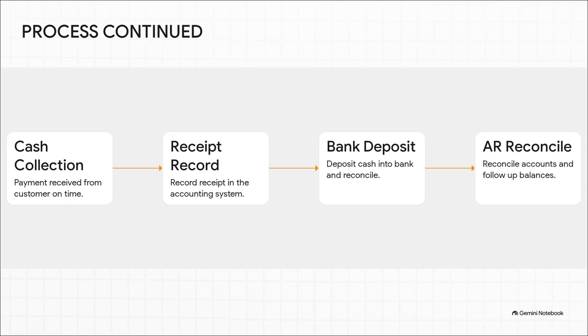Okay, so the invoice is out the door. The cycle keeps moving. Step 5 is cash collection. We receive the payment from the customer on time. Step 6 is receipt recording, where we actually log that receipt into the accounting system.